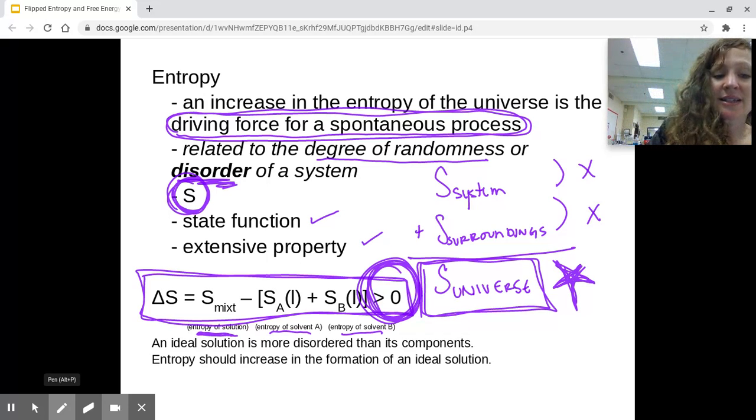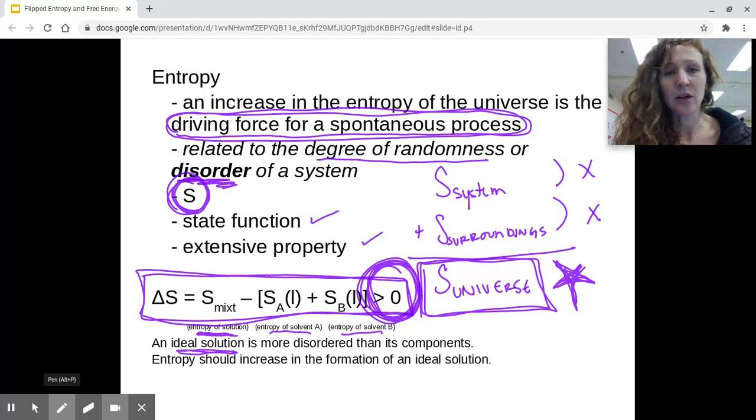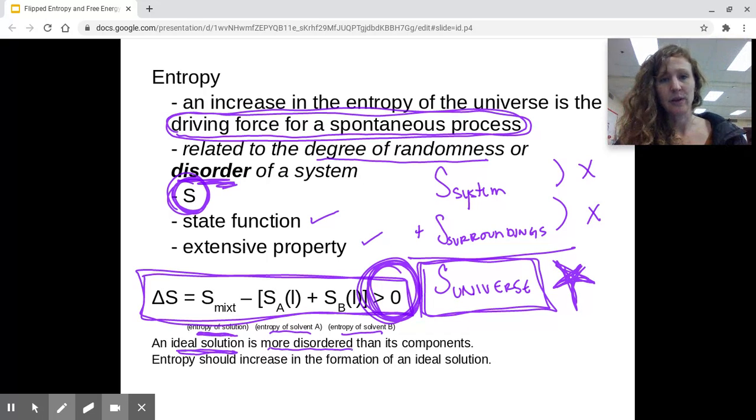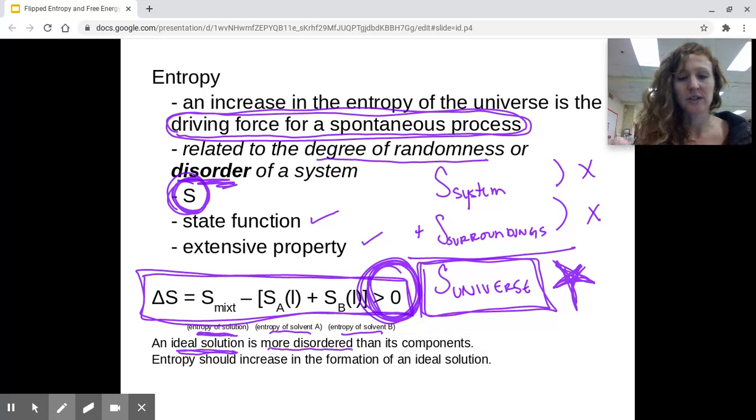So an ideal solution, meaning a solution that basically obeys all of our equations that we dealt with in Chapter 4 and Chapter 11, an ideal solution is going to be more disordered than its components separately. Anytime a system occurs spontaneously, you're going to get an increase in the entropy of the universe.